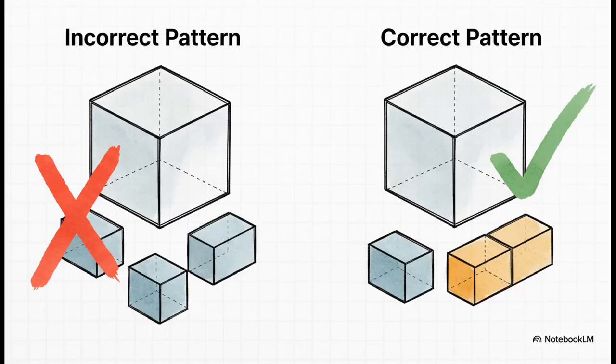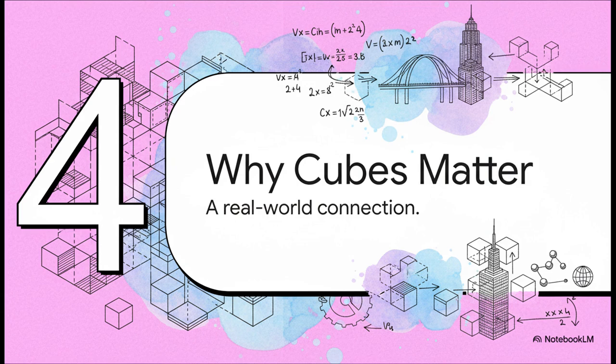And the other big mistake? Confusing cubes with squares. I know it's tempting to try and factor it into two binomials like you do with squares, but it just doesn't work that way. For cubes, the answer is always a binomial times a trinomial. Got it?